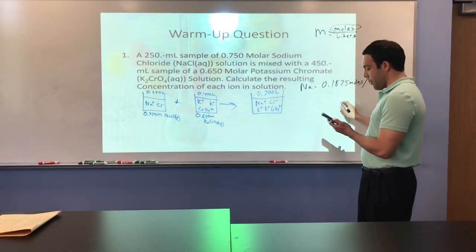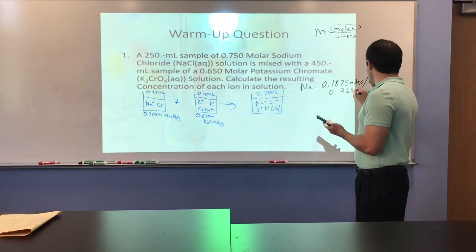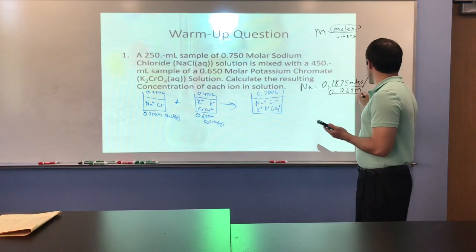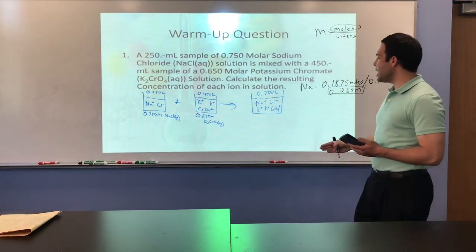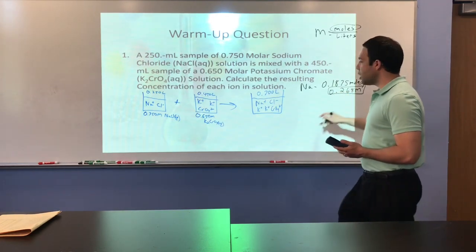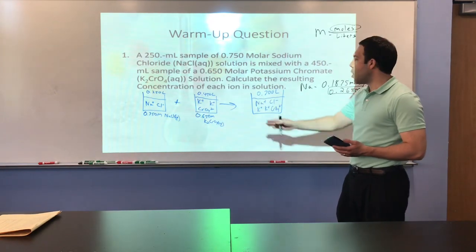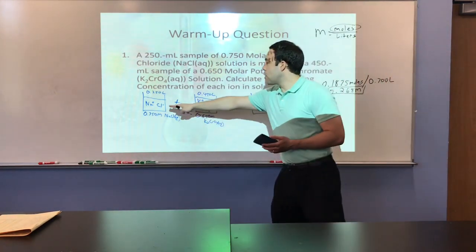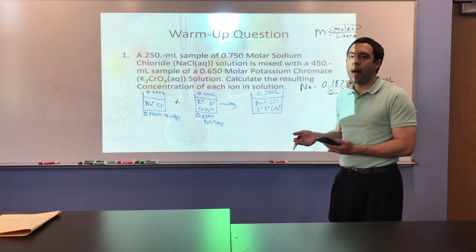I have 0.268 molarity for the concentration of sodium. Once again, the 0.268 is lower than the original 0.750 molar because it's been diluted. The sodium chloride solution has been placed into a larger volume of liquid.